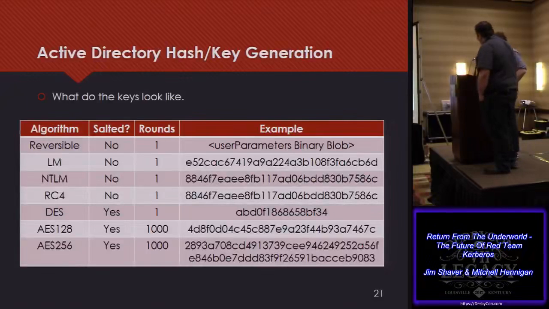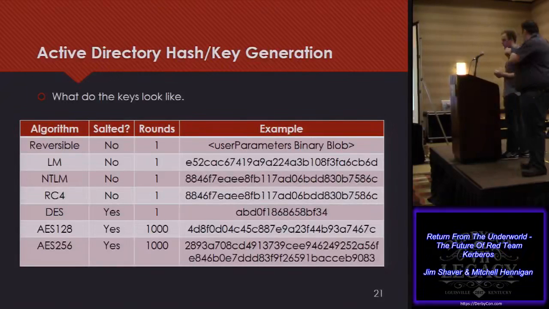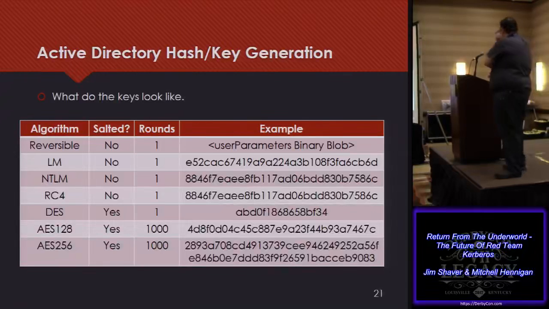Okay, so what do these keys actually look like? So the first part here is going to be your reversible. This is when you select store the password using reversible encryption. More or less, the DC is going to take that password, do some reversible encryption to it, and then store it in the user parameters LDAP attribute for that account. It's going to be a binary blob. It takes a little bit to decrypt it.